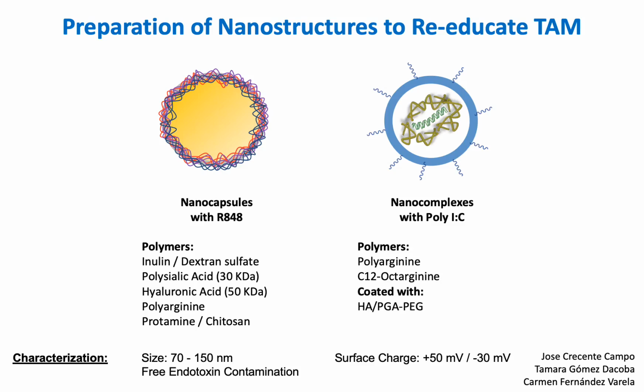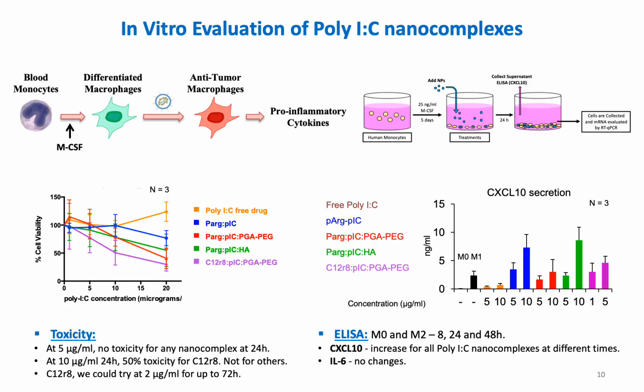On the other hand, we have developed poly-IC nanocomplexes using polyarginine or C12-octarginine polymers, which have then been coated with a protective layer of hyaluronic acid or PGA-PEG. Then we have started to work on the in vitro evaluation of the poly-IC nanocomplexes and the resiquimod nanocapsules. Here I will present only the results for the poly-IC nanocomplexes as an example.